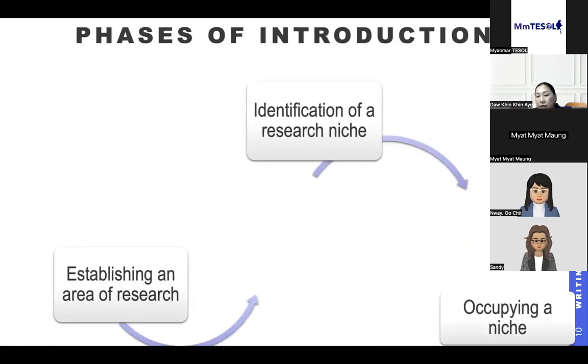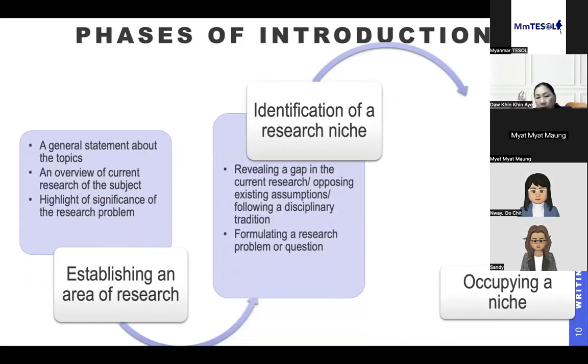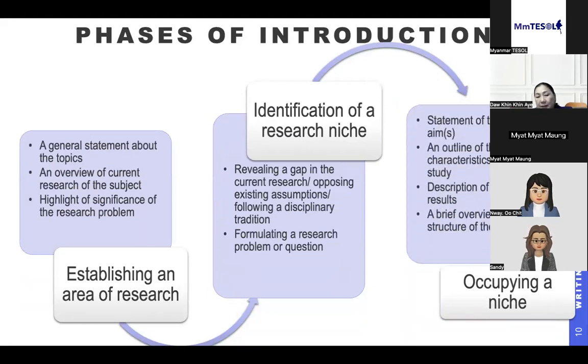Now, the phases of the introduction. As I mentioned, if you remember the components, you can see here. First thing is you are to establish an area of research. How do you do that? First, start with a general statement about the topic, followed by an overview of current research on the subject, highlighting the significance of the research problem. Another one is identification of the research niche.